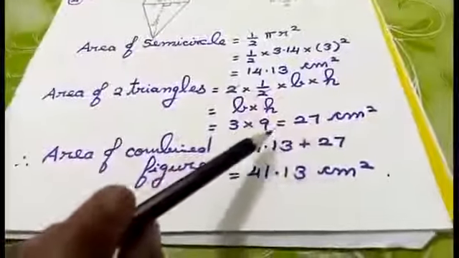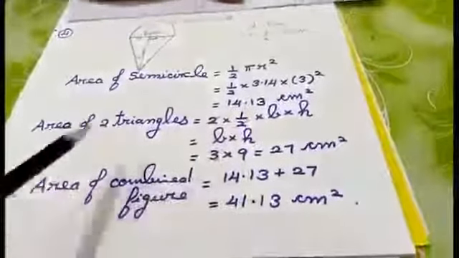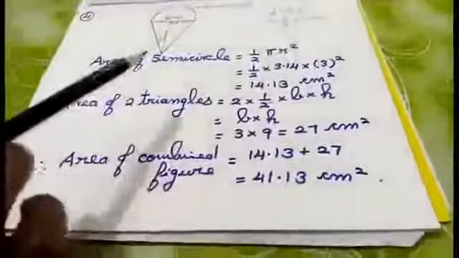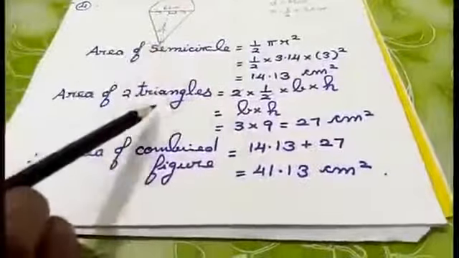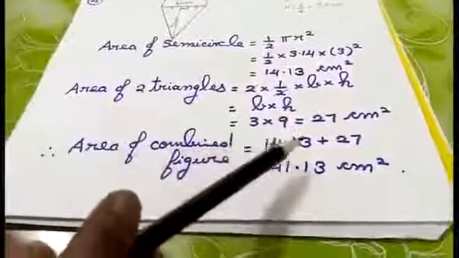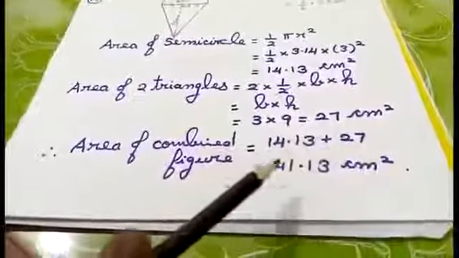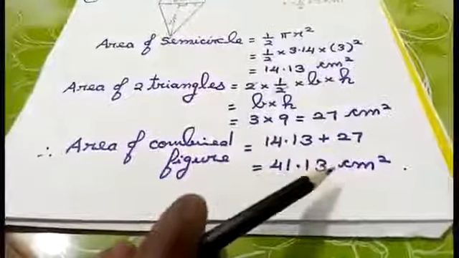But what is the question asked here? They are asking you to find the area of the combined figure. That is, I am going to join the semicircle and the two triangles. If you add these two values, you will get the value as 41.13 centimeter square.